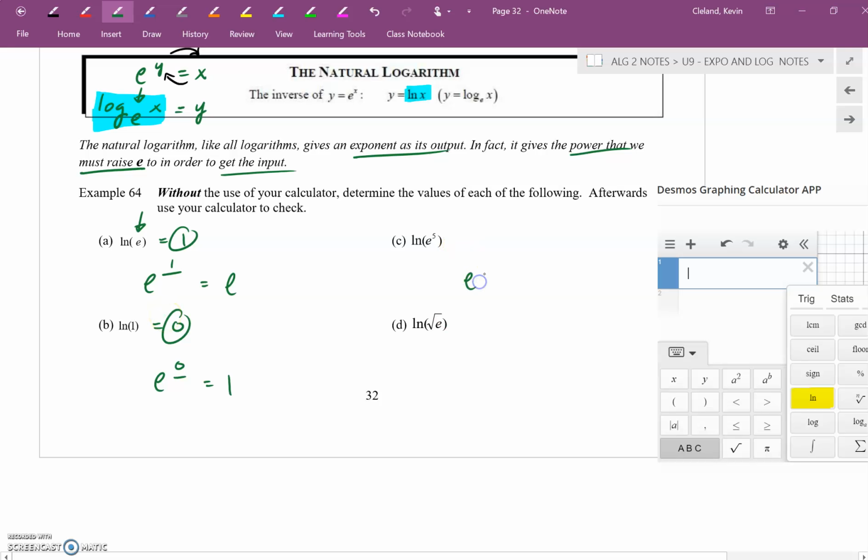What about here? e to the blank power, and you can start to think of this as a fill-in-the-blank question or a variable question. But this one should be crazy obvious. What power do I need to raise e to get e to the 5th power? Well, 5. And then lastly, don't forget here that radical e equals e to the 1/2. So this question becomes, what power do I need to raise e to get e to the 1/2? Well, that would be 1/2, 0.5.